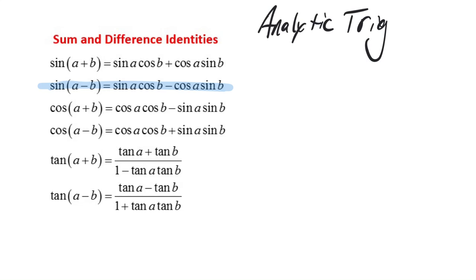All right, let's look at some analytic trig. We're going to use sum and difference identities. Today, we're going to be looking at the difference identity for sine. So sine of some angle minus another angle. And here's our sine identity.